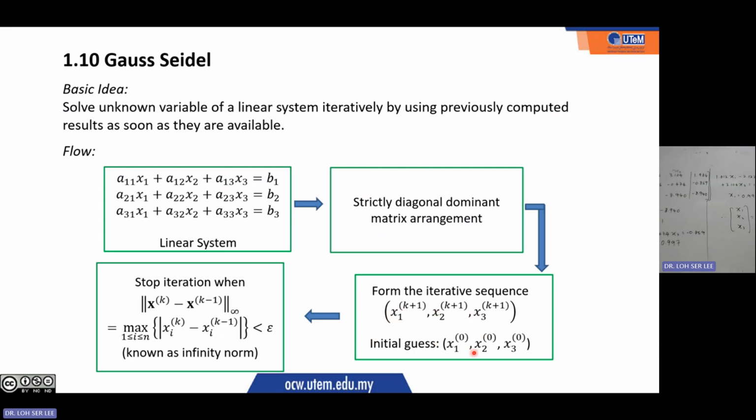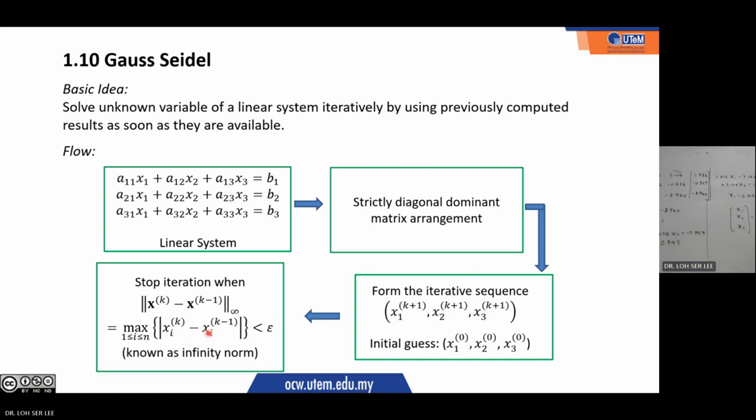Okay, we need the initial guess. The initial values will be given. Since we solve this iteratively, we repeat the process. When to stop? This is the stopping criteria.